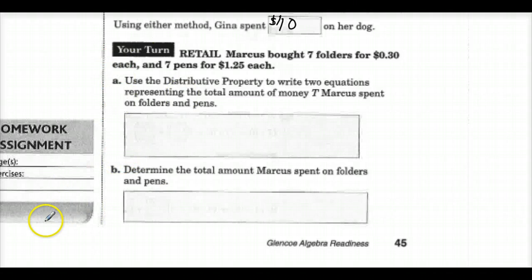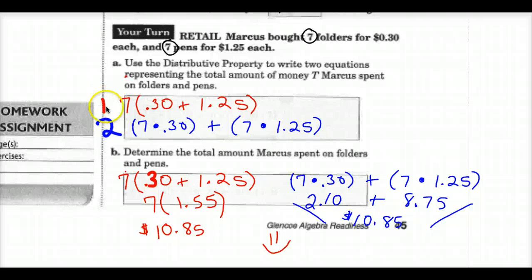and check back to see if you get the correct answer. Okay, and as you can see here, our first equation, we have 7 times the quantity 0.3 plus 1.25. Our second equation, we split it up and did 7 times 0.3 plus 7 times 1.25. Down here, we worked out each of the problems and we got that Marcus spent a total of $10.85. And either way you work it out, he spent the same total.